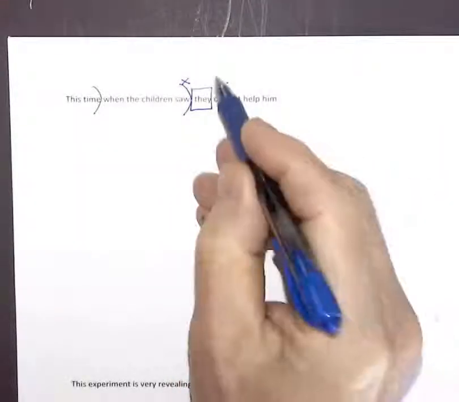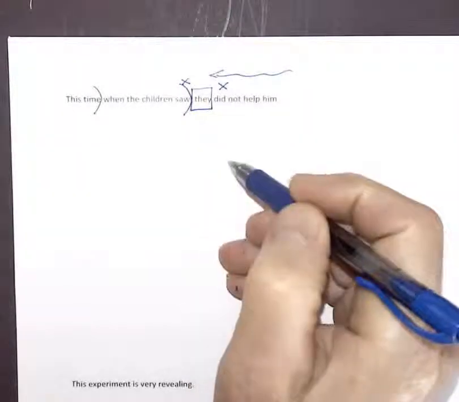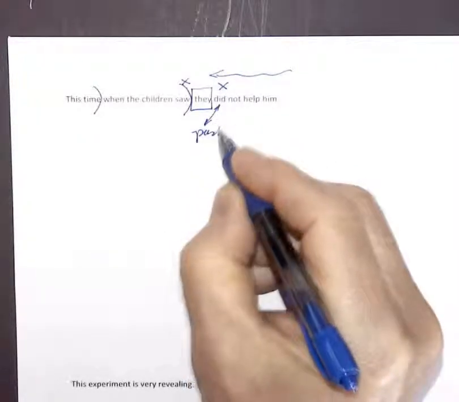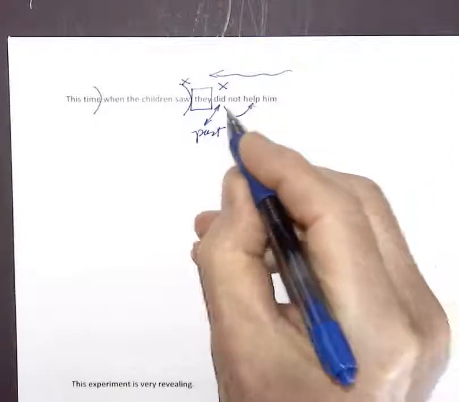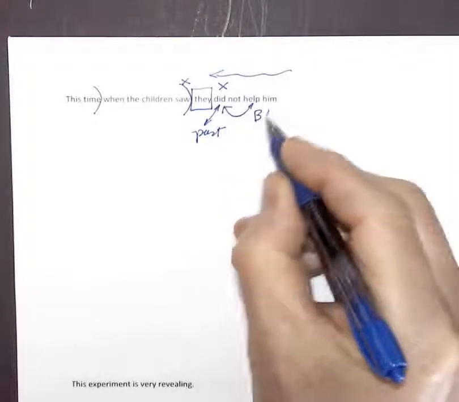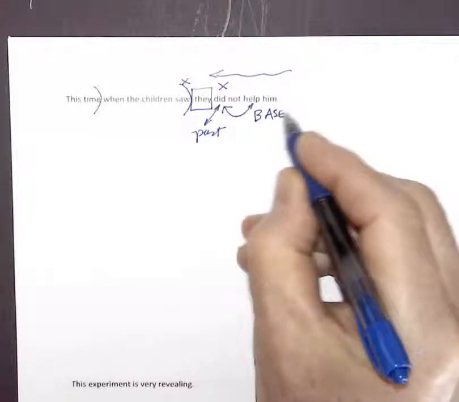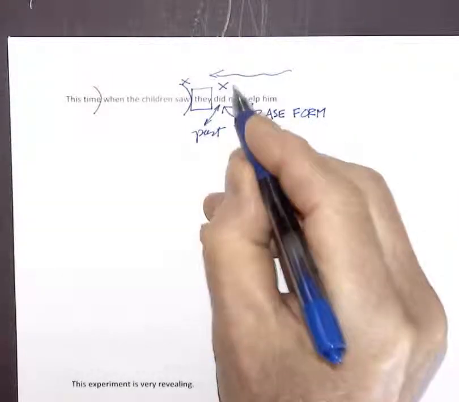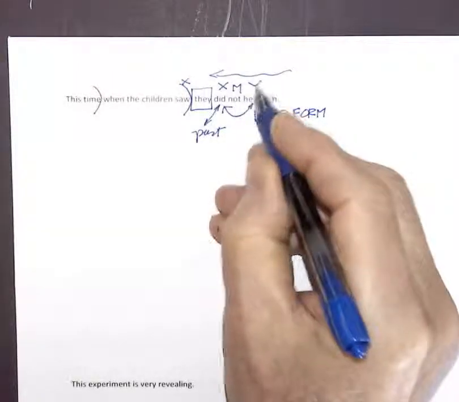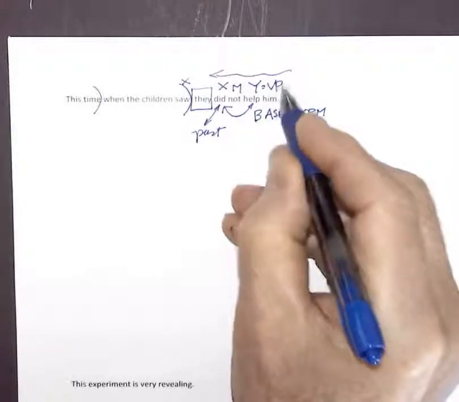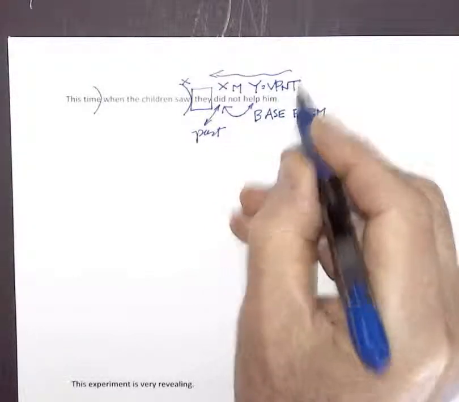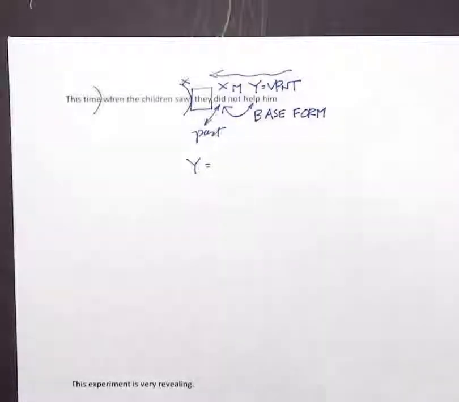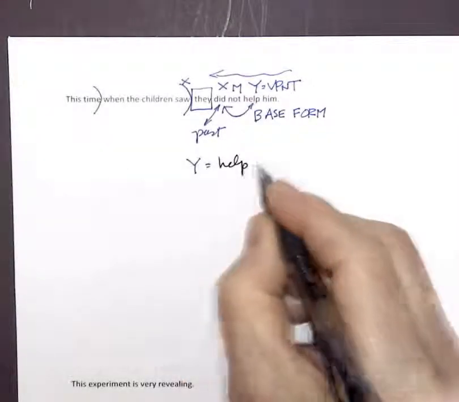They is the subject. Predicate. Now, did ties with the past. Did ties with help. That's the base form. The M place is not. Help him is Y. And that's a verb phrase. No time. Let's rewrite the Y. Help him.